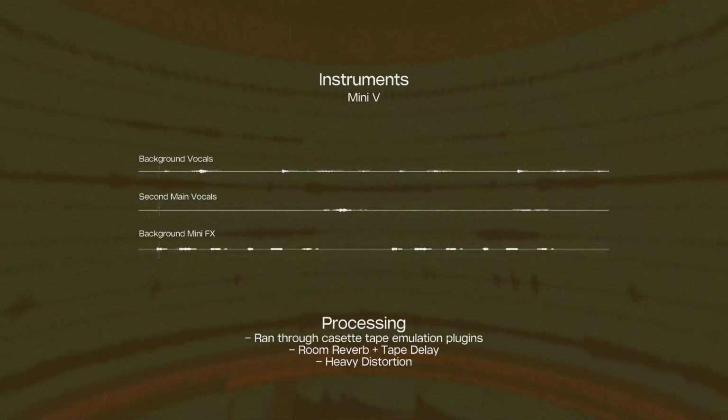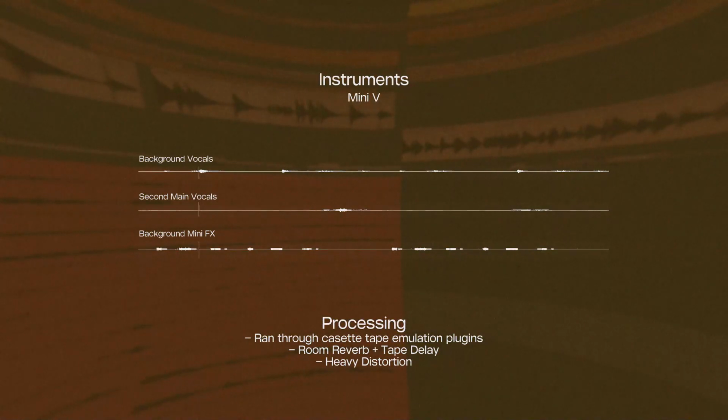Alright, now for the next part, I decided that I wanted to add more stuff in the background. So what I did is I re-chopped the vocals from before, took off the distortion, added some more vocal chants, and added this weird effects thing from the Mini V.